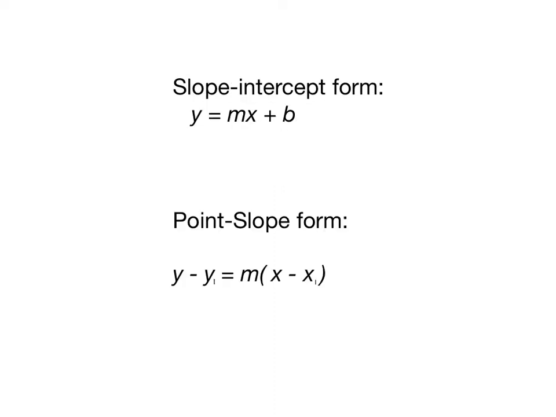The first one is called slope-intercept. Many people just say it's y equals mx plus b, where in your equation here, or in the form, the m represents the slope, the b represents your y-intercept.